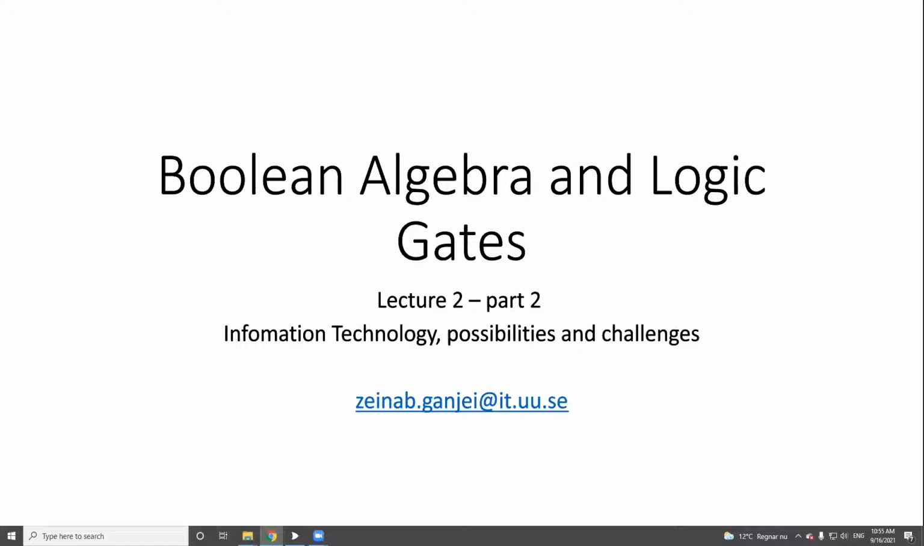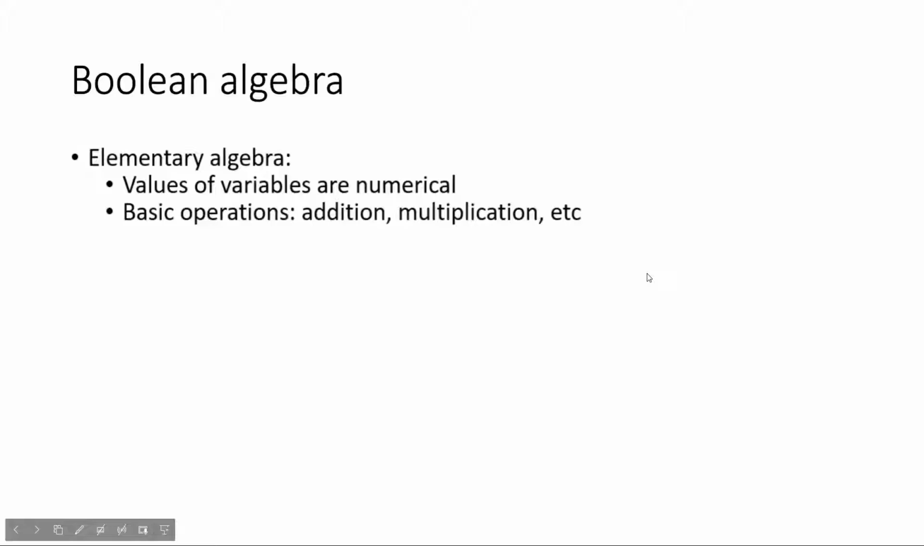In the first part of this lecture, we talked about binary numbers, how they can be represented in a computer using transistors, and even simple arithmetic like addition and subtraction. The kind of reasoning we used for performing addition and subtraction on binary numbers was based on an algebra we had earlier learned at school, which is called elementary algebra. In elementary algebra, values of variables are numerical and basic operations are addition, multiplication, etc. But this is not the kind of algebra that a computer understands.